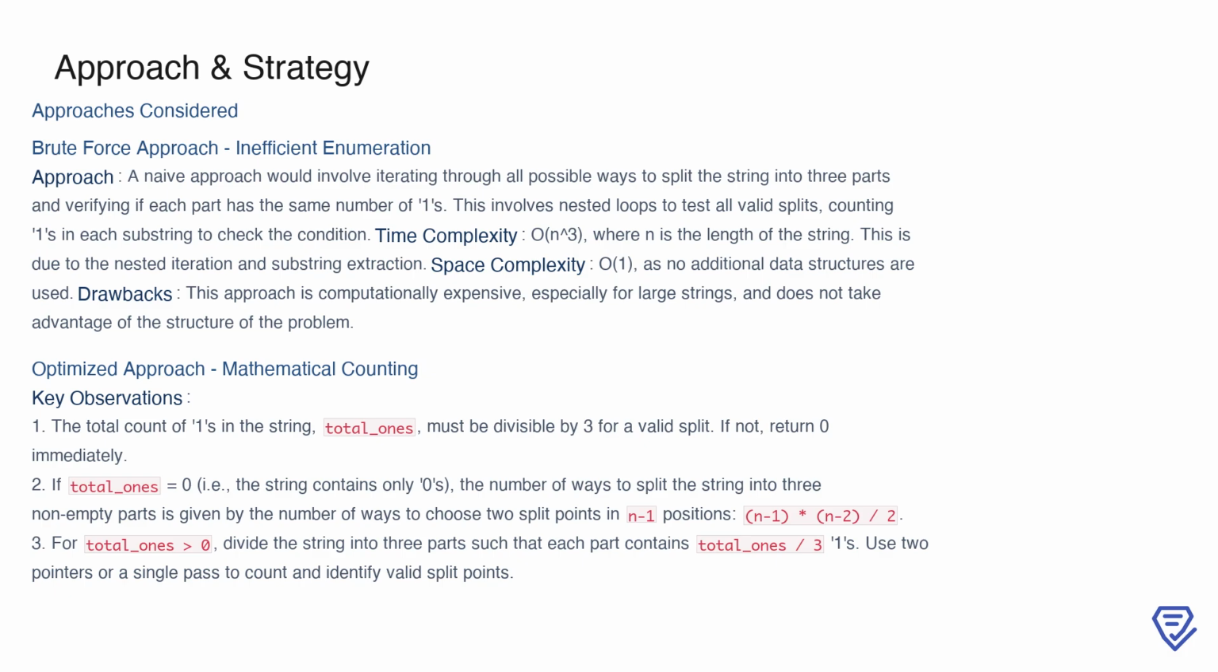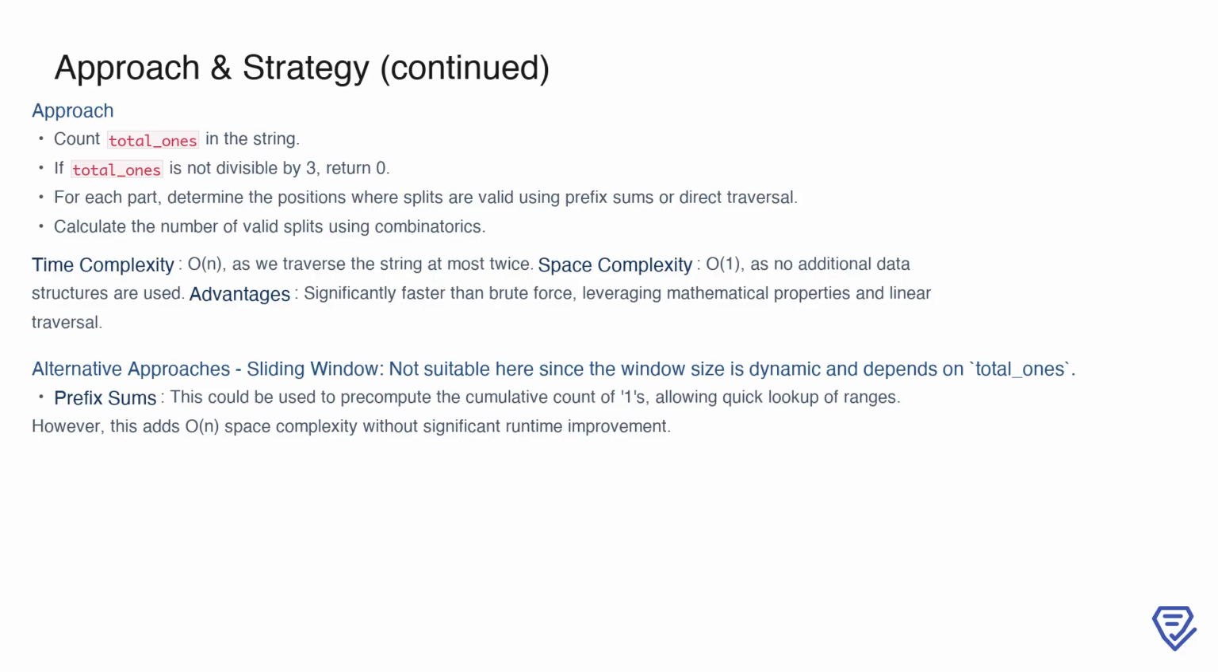This can be achieved efficiently using techniques like 2 pointers or a single pass through the string to identify valid split points. To implement the optimized approach, we start by counting total_ones in the string. If this count isn't divisible by 3, we know it's impossible to split the string into 3 equal parts, so we return 0. Next, we determine the positions where splits are valid.